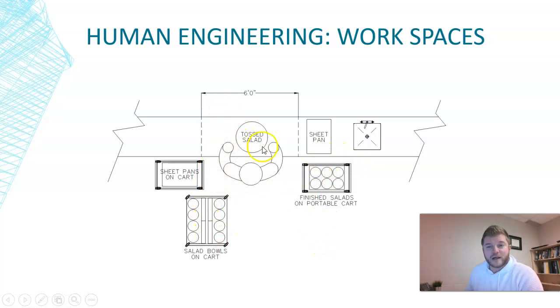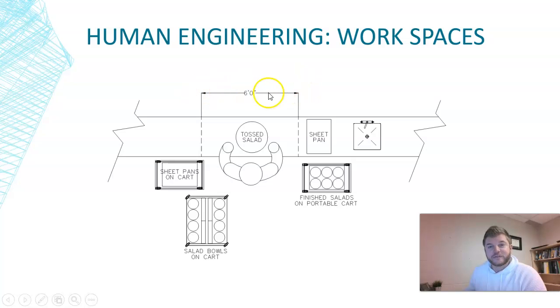Basically what they're doing here is that they have this whole little system set up that they're tossing their salad. They have the sheet pans on this cart, salad bowls, and then they're able to complete a finished salad on this portable cart to wheel out either into a dining room or to go wheeling around to individual rooms. As you can see, these carts are really useful because they can just be wheeled around, so you can set up your own little work area.